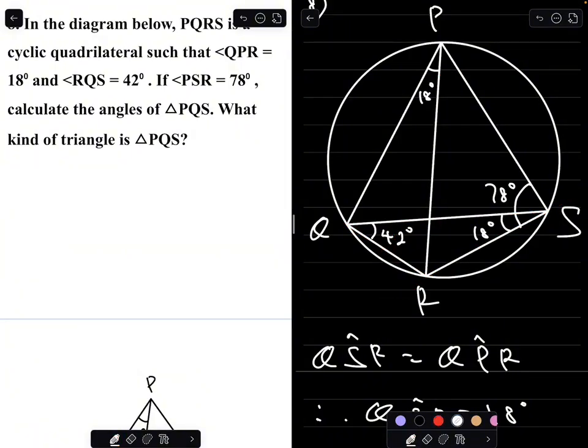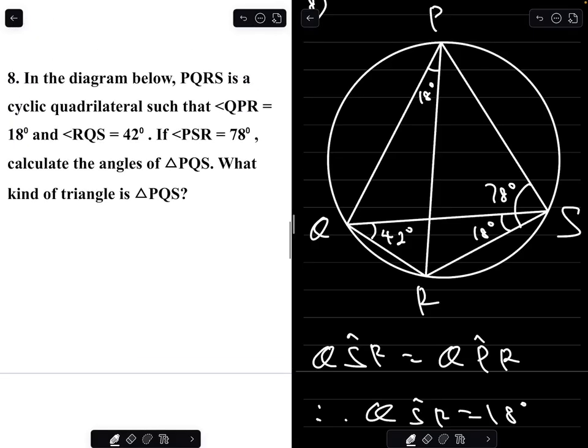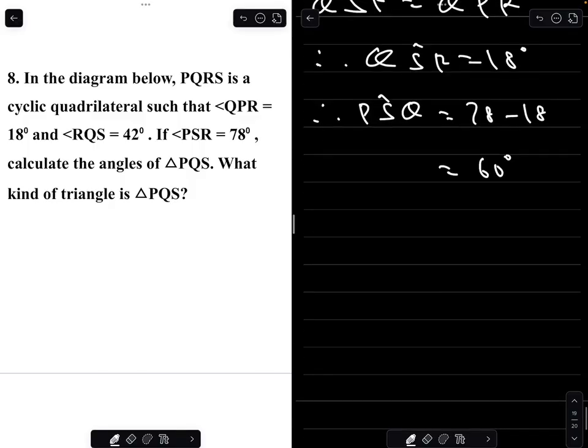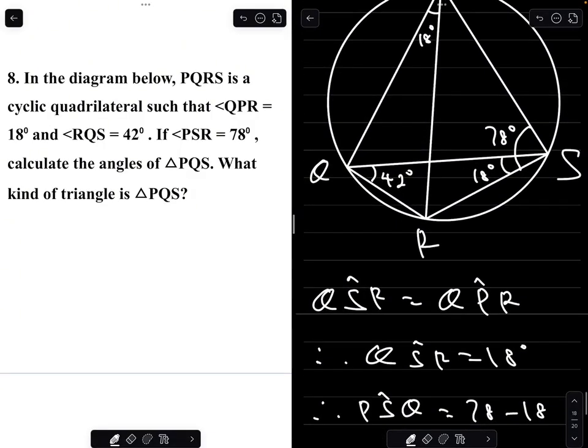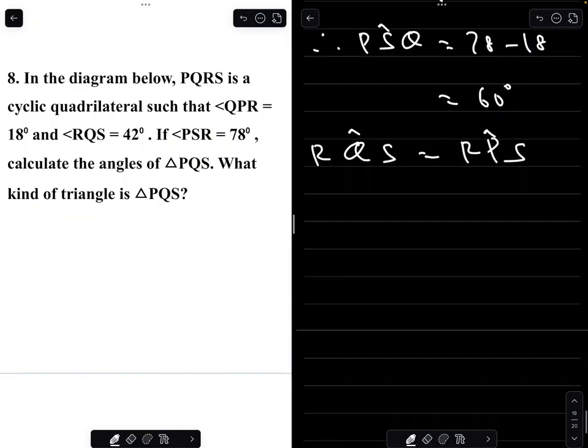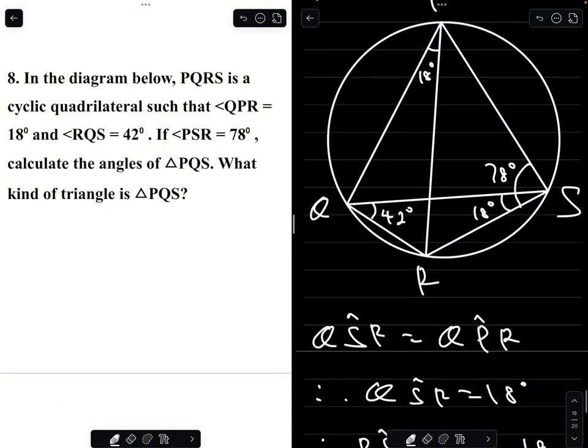So that simply means angle RQS is equal to angle RPS. And the reason for that is angles in the same segment. So that therefore means angle RPS is also equal to 42 degrees. This is 42 and this is also 42 degrees.